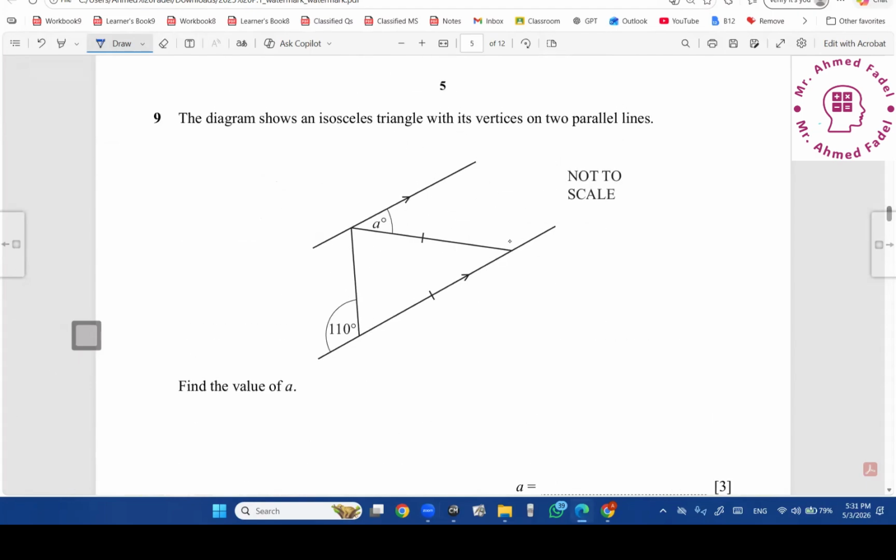This question, they want angle A. You should notice that these two angles are angles in a straight line, actually. So this is 70 degrees. They add up to 180.